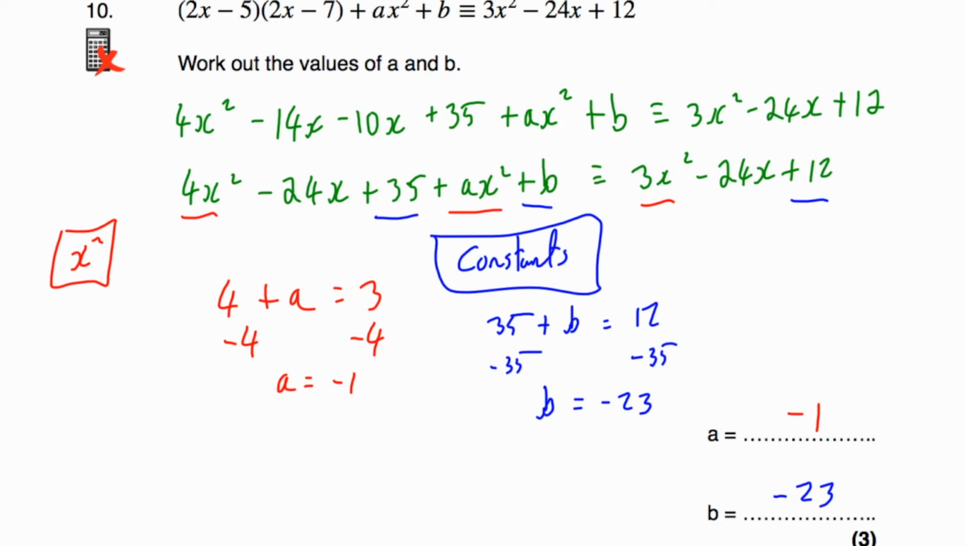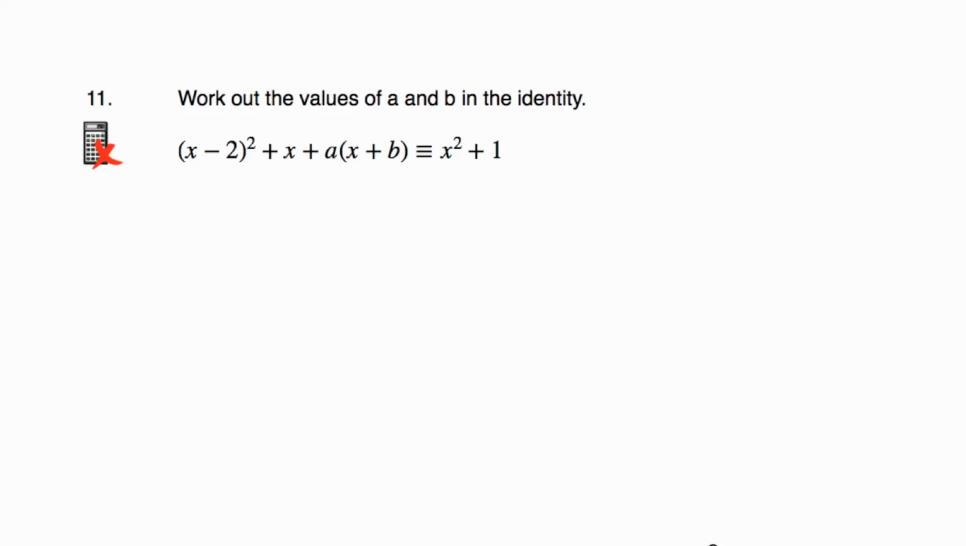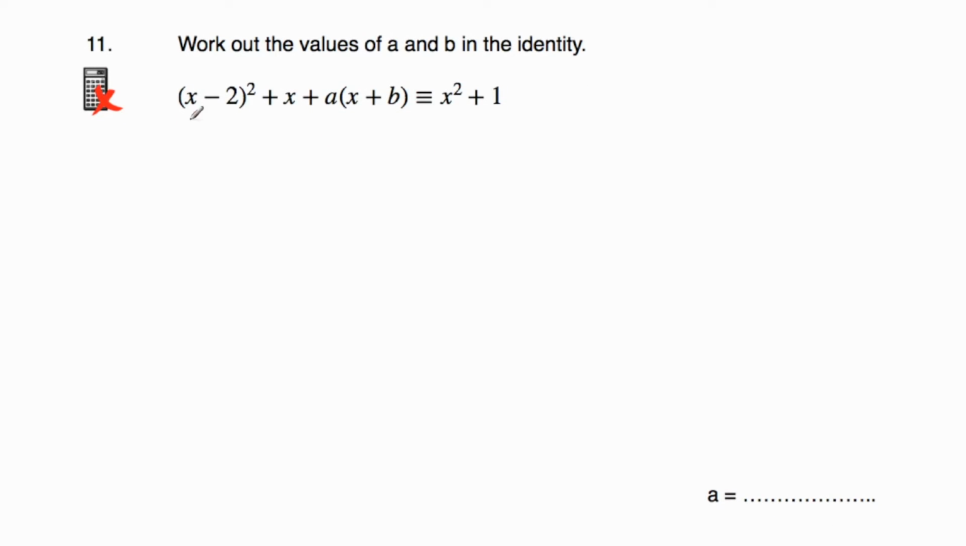Okay, let's have a look at our next question, question number 11. So question number 11, we've been given this identity, (x minus 2) squared plus (x plus a)(x plus b) is equivalent to x squared plus 1. So let's work out the values of a and b like we've been asked to. So let's expand our left hand side.